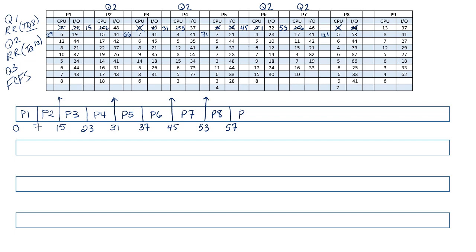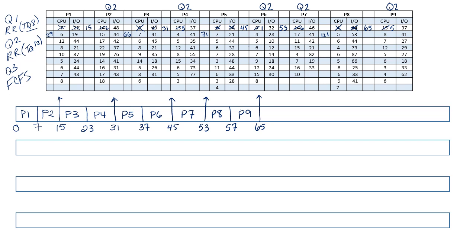Now P9. P9 is going to get 8 time units until time 65. It will be preempted at time 65. Will become a level 2. We'll have 5 time units left of its CPU burst, and we'll get back into the ready queue at time 65. All right, so now we've gone through all of the processes, and at this point you can actually calculate the response time.